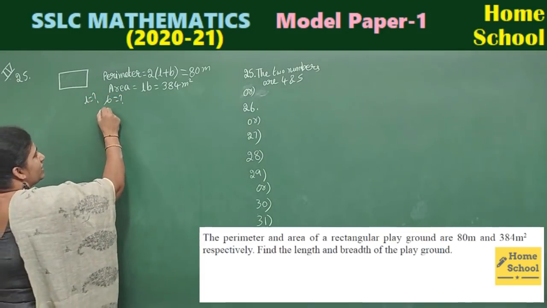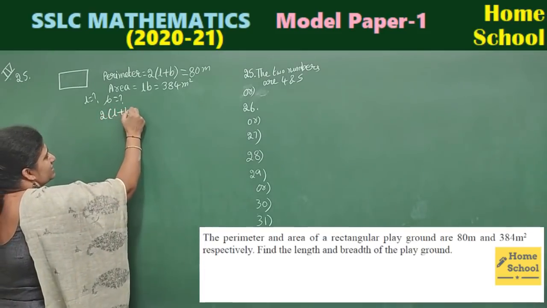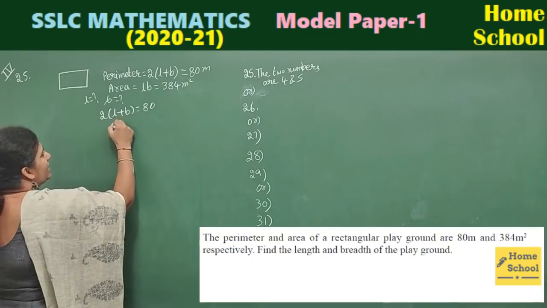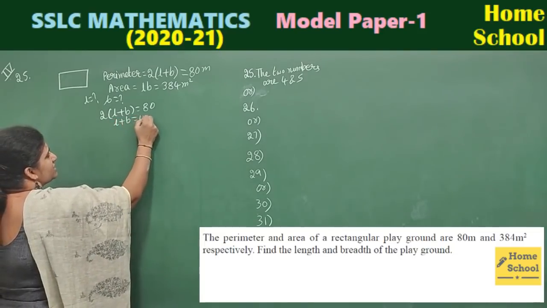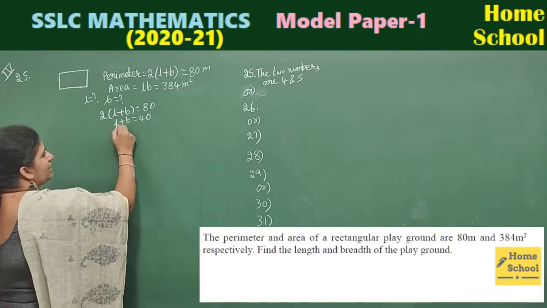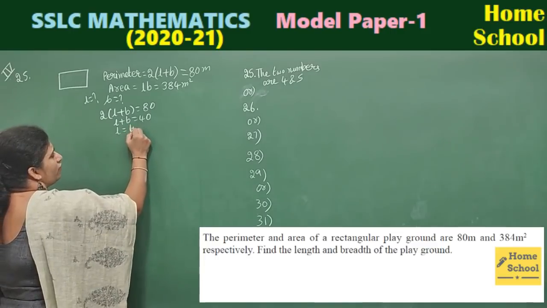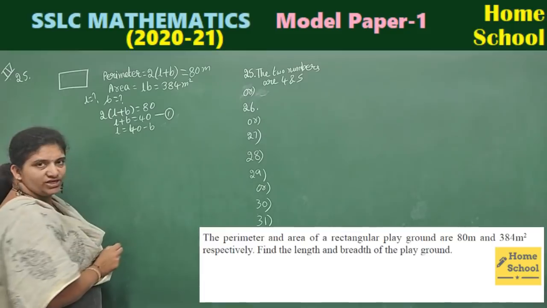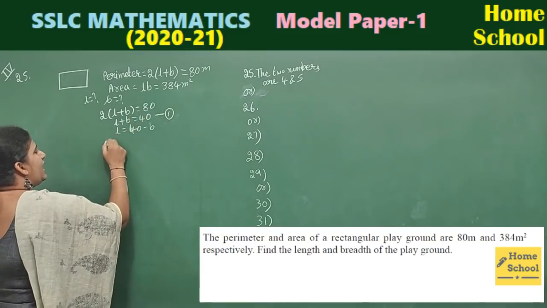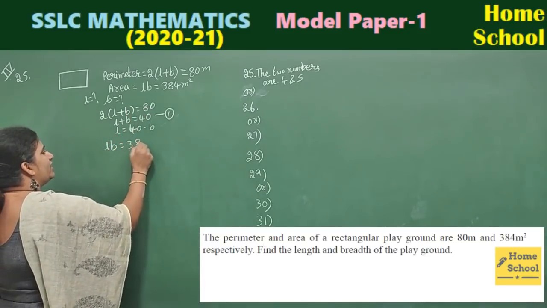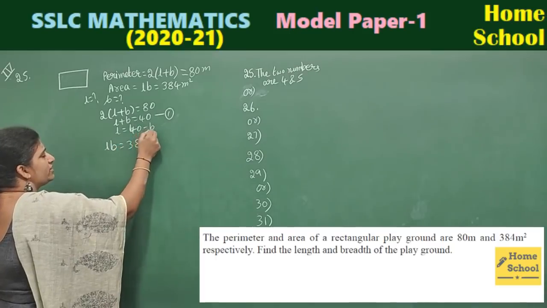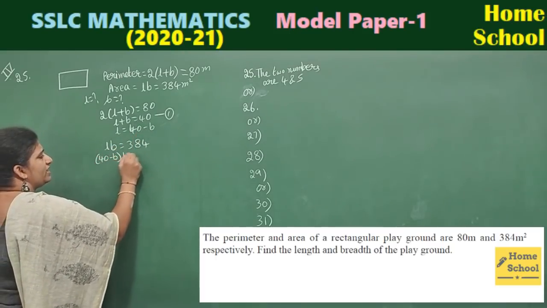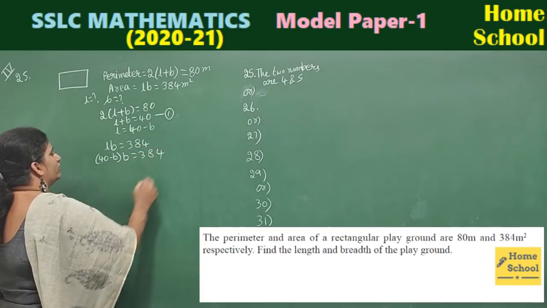So let me take the equations. 2 into (L plus B) is equal to 80. Send this 2 to the other side. That means L plus B is equal to 40. I can rewrite this as L is equal to 40 minus B. Mark this as the first equation. And now next, L times B is equal to 384. Now substitute this L value here: (40 minus B) into B is equal to 384.